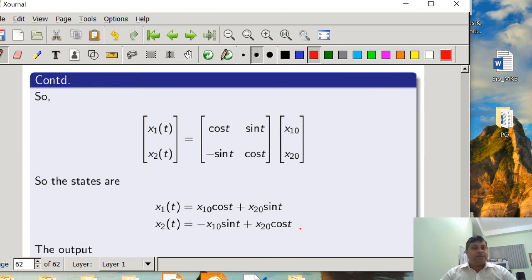So here I will stop. Again I am summarizing what we have seen: how to solve the state equations of the system with the objective of finding the time response, and another objective, to determine the internal stability of the system. Subsequently we will see how the solution of the system plays a key role in determining the stability of the system.